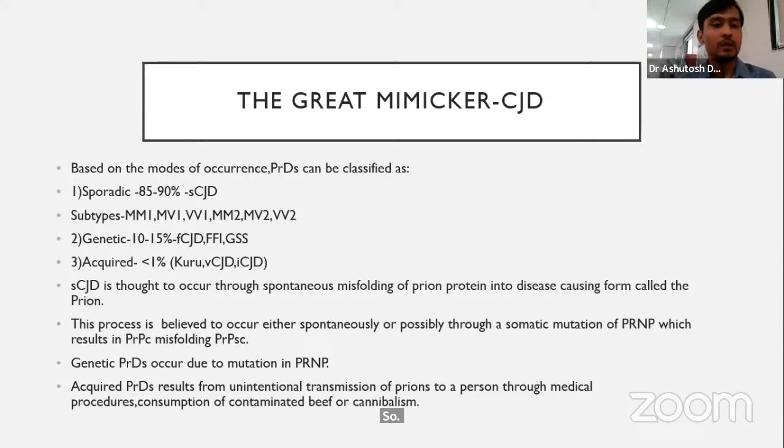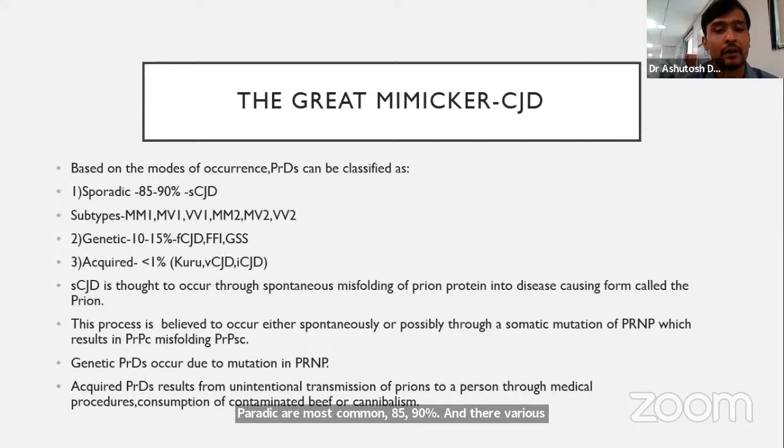Based on the modes of occurrence, the prion diseases can be classified into sporadic, genetic, and acquired. Sporadic are most common, 85-90%, and there are various subtypes based on the polymorphism, that is methionine and valine subtype: MM1, MV1, VV1, MM2, MV2, and VV2. Genetic are 10-15%, that is familial CJD, fatal familial insomnia, and Gerstmann-Straussler-Scheinker syndrome. And acquired are less than 1%, which is less common: Kuru, variant CJD, and iatrogenic CJD.